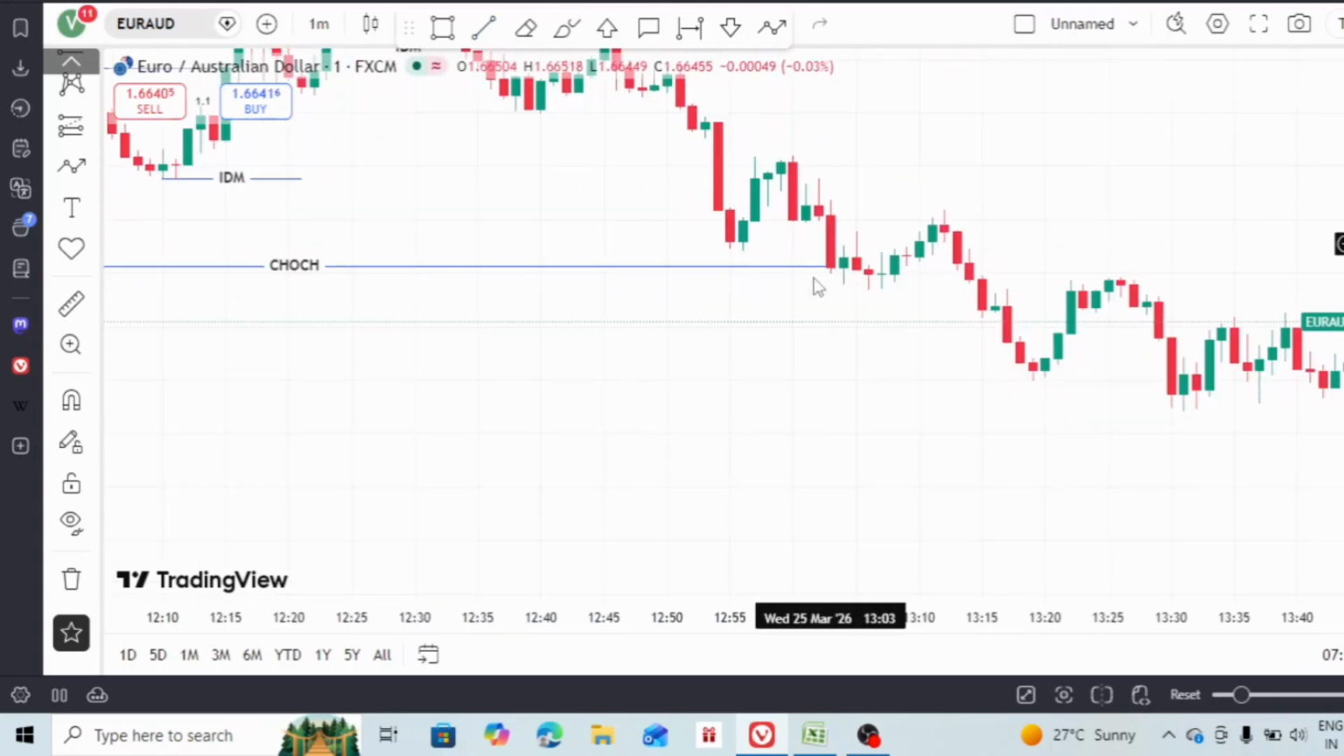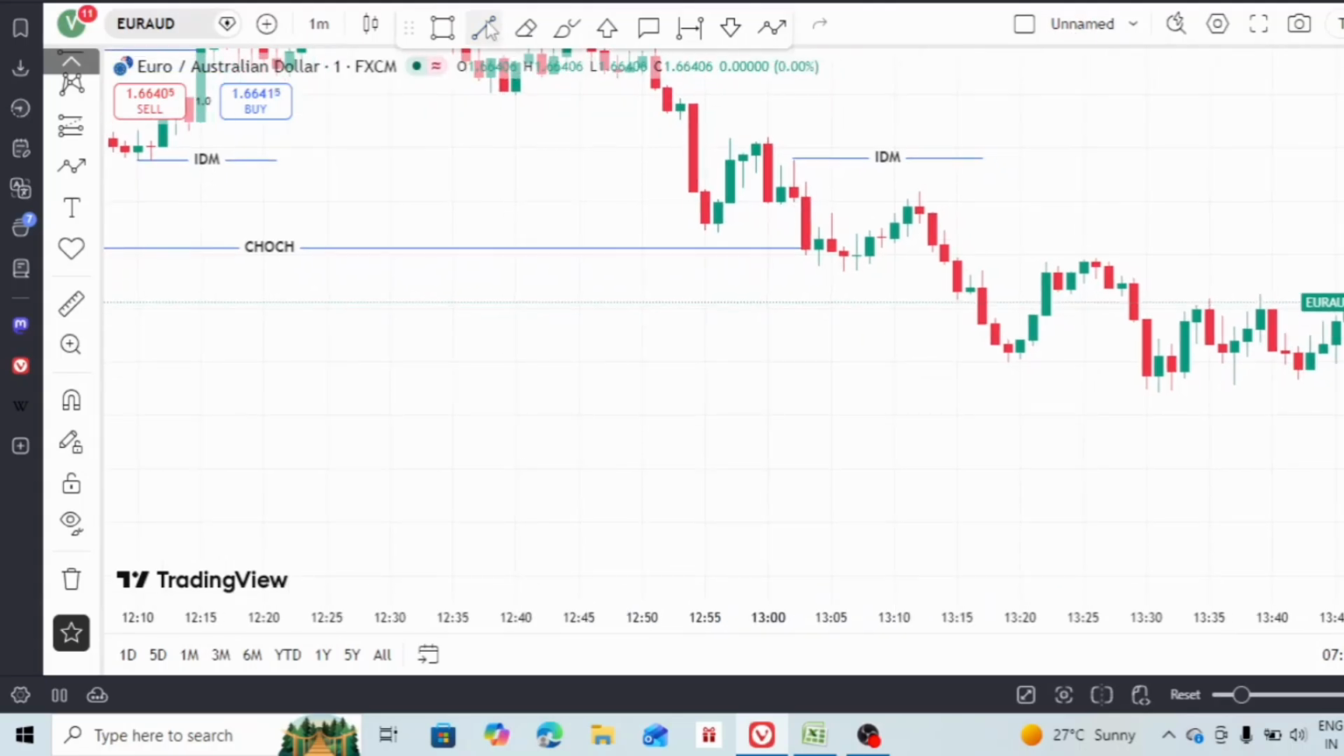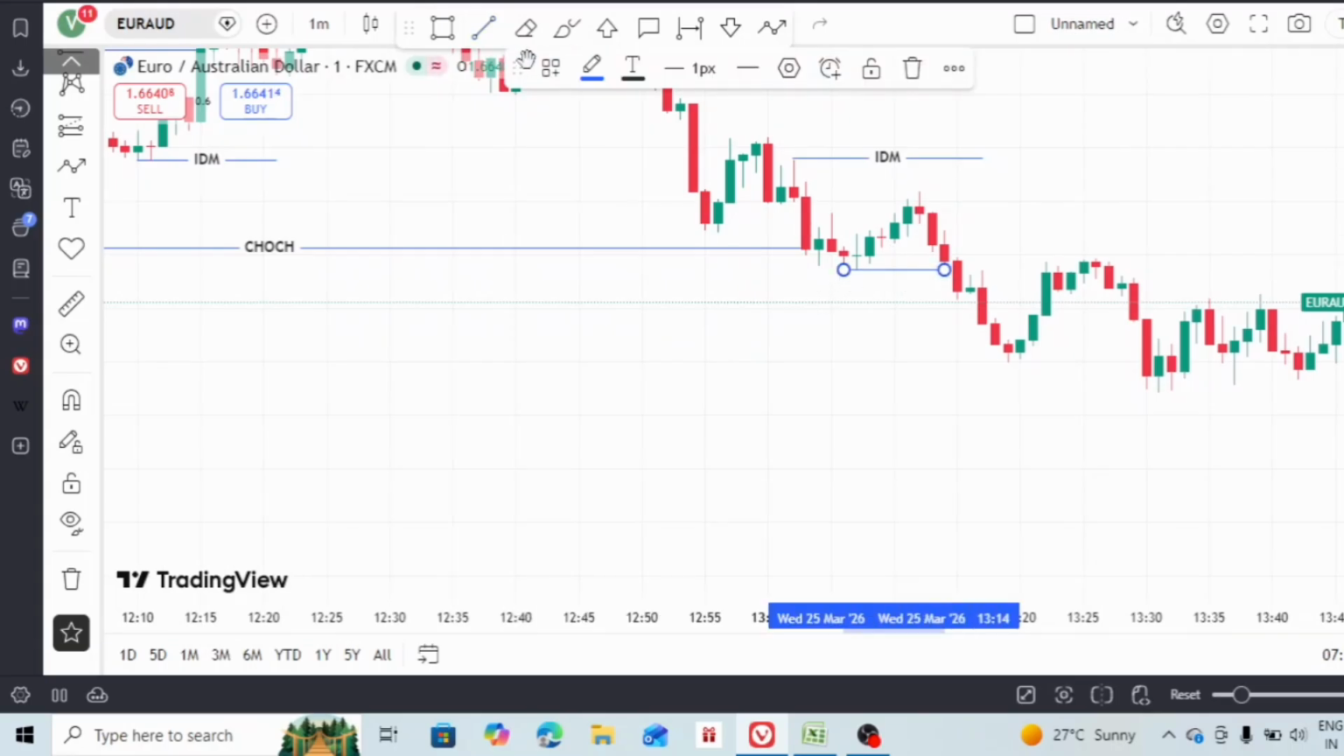So does it break with the body? Yes, it break with the body. So where is the inducement? The market was moving like this, went down, went up, went down. So this is the inducement. So the inducement level is here. This will be our inducement, and then it did not mitigate it. This will be the lowest point. This will be the lower low.